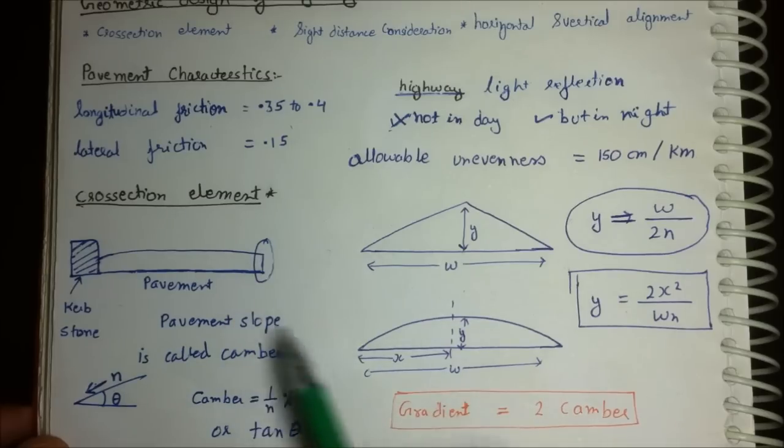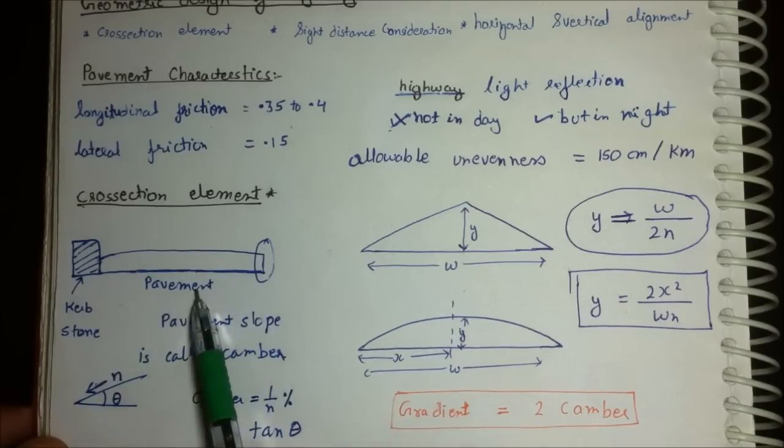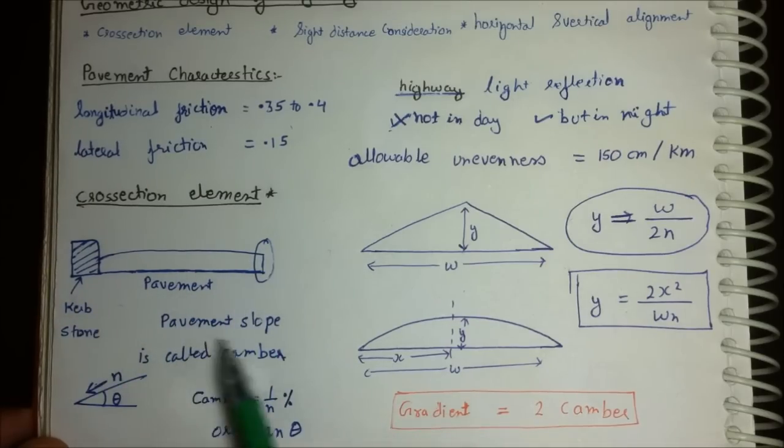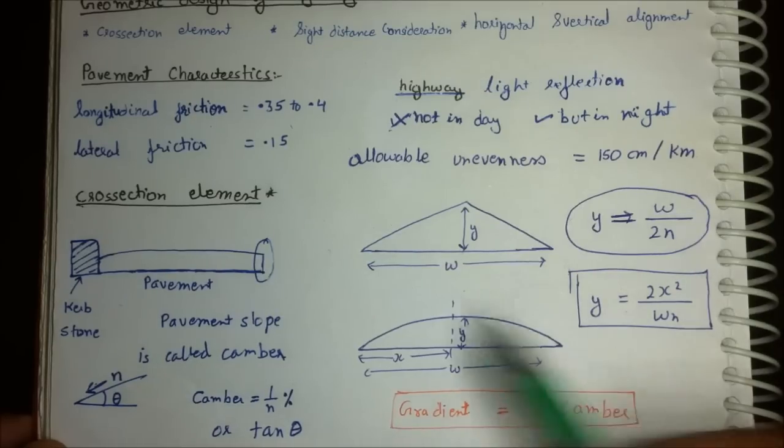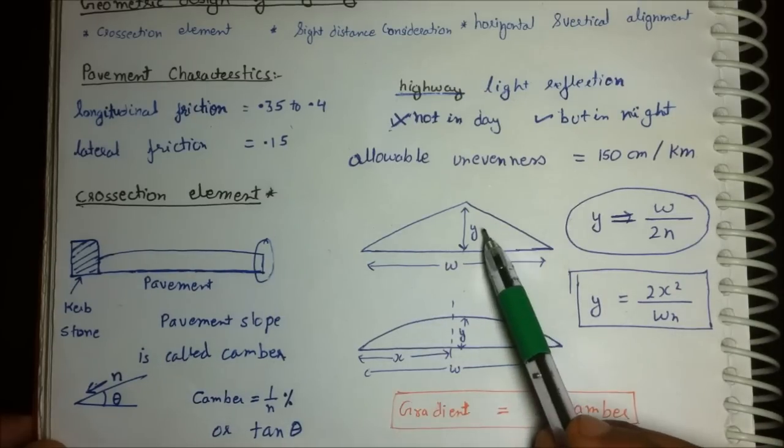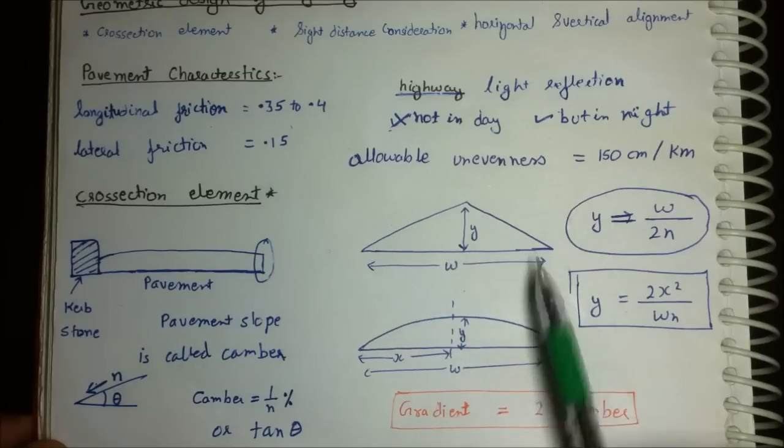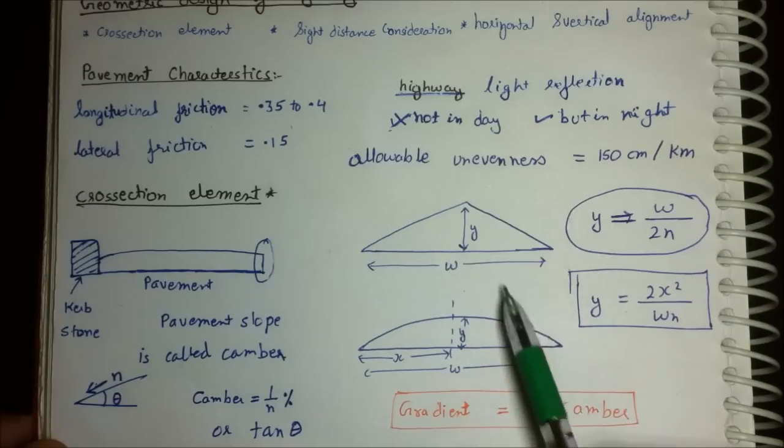Coming up to the cross-sectional element, highway is divided into two, the pavement and the curbstone. The pavement has a slope which is called camber. The slope is for draining the surface water. The slope is provided in terms of theta and calculated in terms of n, where camber is equal to 1 by n percentage or tan theta. Camber is of two types. The first one is triangular camber and the second one is parabolic camber.